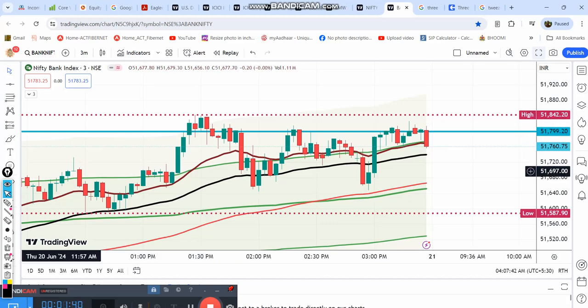Tweezer top, and also the 3 black rows pattern here. This should have opened inside the body of the first candle, but it did not open inside the body of the first candle here. It is after the closing of the first candle. So then this qualifies as a tweezer top. So this is a tweezer top pattern as I told earlier.